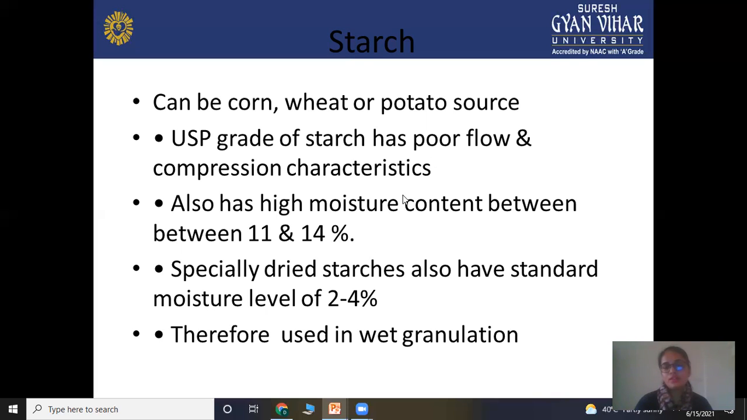And if you use dry starch or modified starch, you can say that this is a dried form, but this starch also contains 2 to 4% moisture. Due to the presence of this moisture, you can use this starch in the wet granulation method, mainly, not in dry granulation or direct compression. In wet granulation, you prepare starch solution, or you use starch powder for preparing the compact mass for the wet granulation.